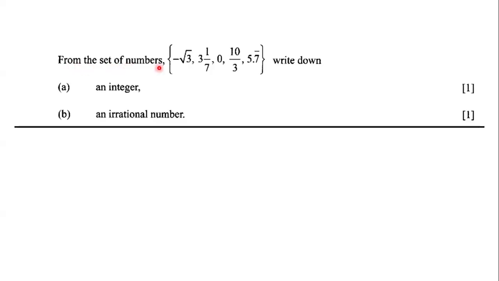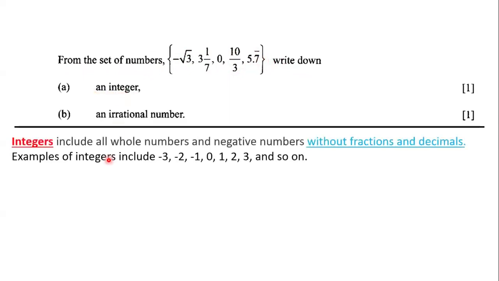From the set of numbers, negative square root 3, 3 and 1 over 7, 0, 10 over 3, and 5.7, continuing on and on, write down an integer. First, let's define what are integers.